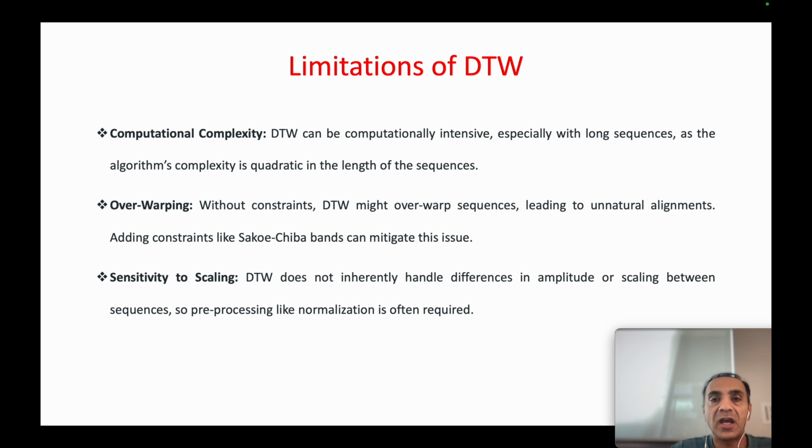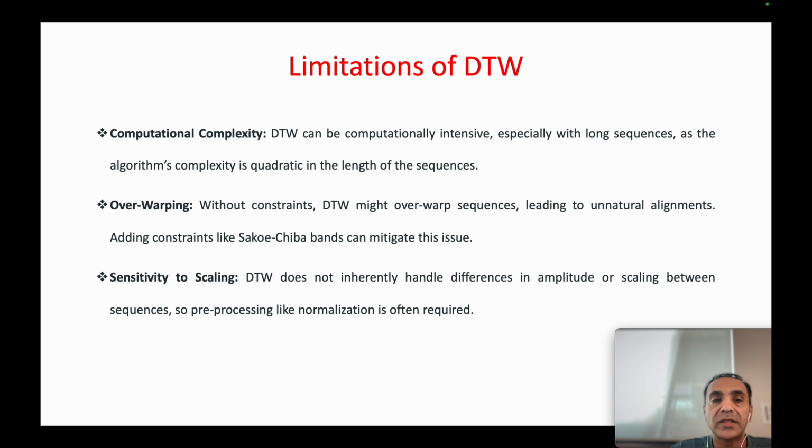What are the limitations of dynamic time warping? Number one is computational complexity. Because dynamic time warping can be computationally intensive, especially with long sequences, as the algorithm's complexity is quadratic in the length of those sequences. There's overwarping, because without constraints, dynamic time warping might overwarp sequences, leading to unnatural alignments. So to avoid that problem, we use constraints like Sakoe-Chiba bands, which can mitigate the overwarping issue when we are using dynamic time warping.